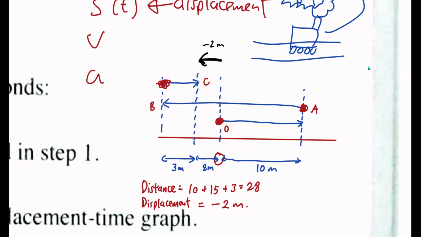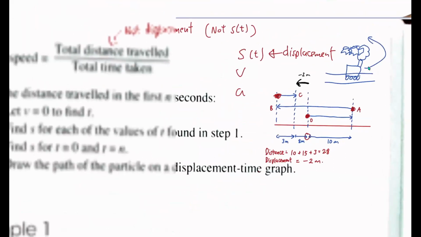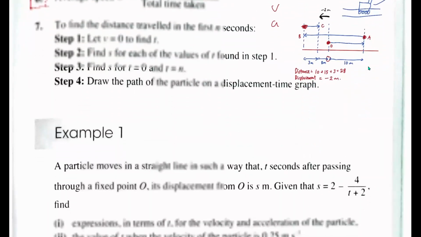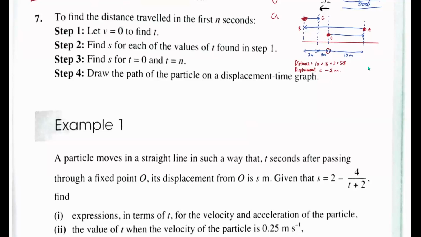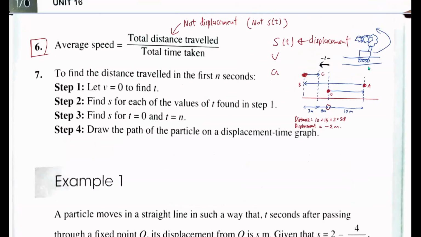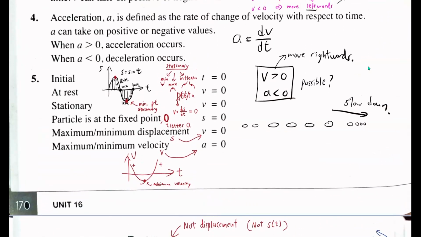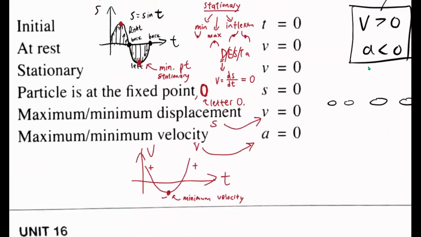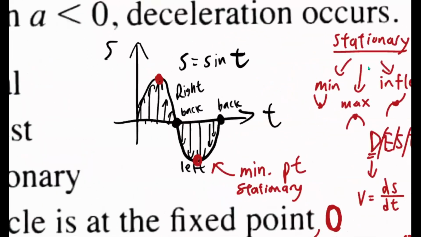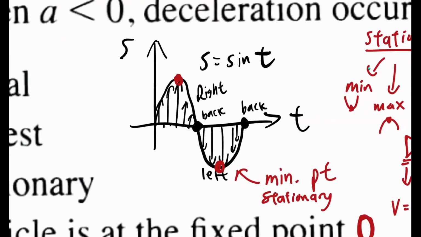Okay, good. So distance and displacement are different from this picture. Let's take a look at this 4-step procedure. How do you find distance traveled in the first n seconds? First, you let v equal to 0 to find t. What does that help you to do? When v equals 0, if you look at this picture over here, it's really just the maximum and minimum points. Agree so far?